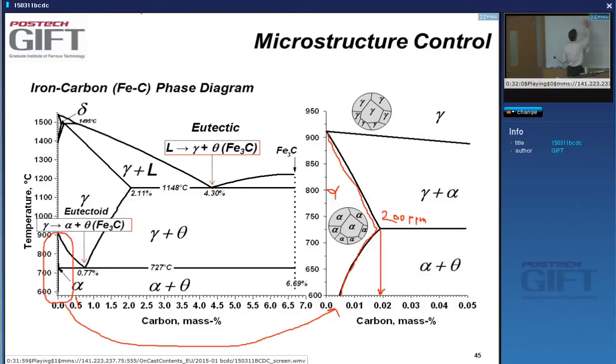In austenite, the maximum solubility is here. You see here, I can add carbon up to 2%, and I still have homogeneous austenite. So 1, 2. It's a very large difference in solubility. The solubility itself of carbon in ferrite is actually given by this line here. This line here is the solubility line for carbon in ferrite.